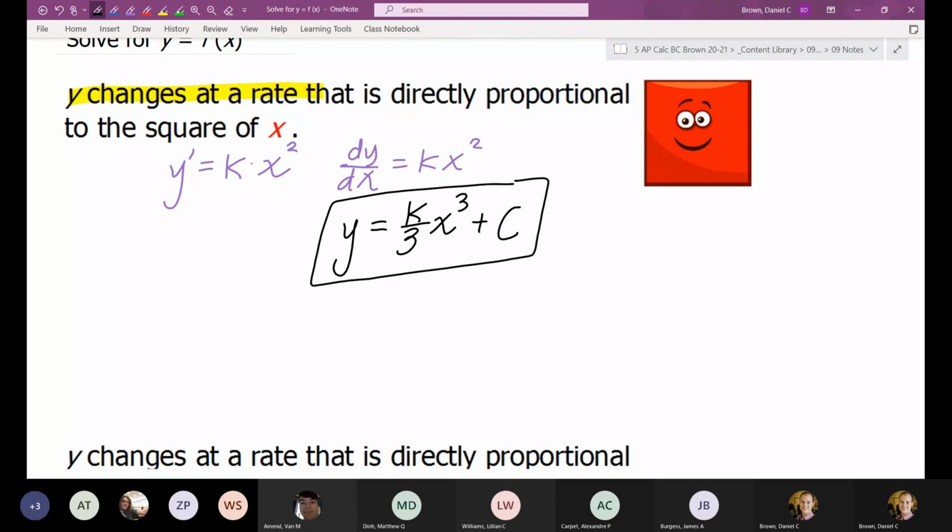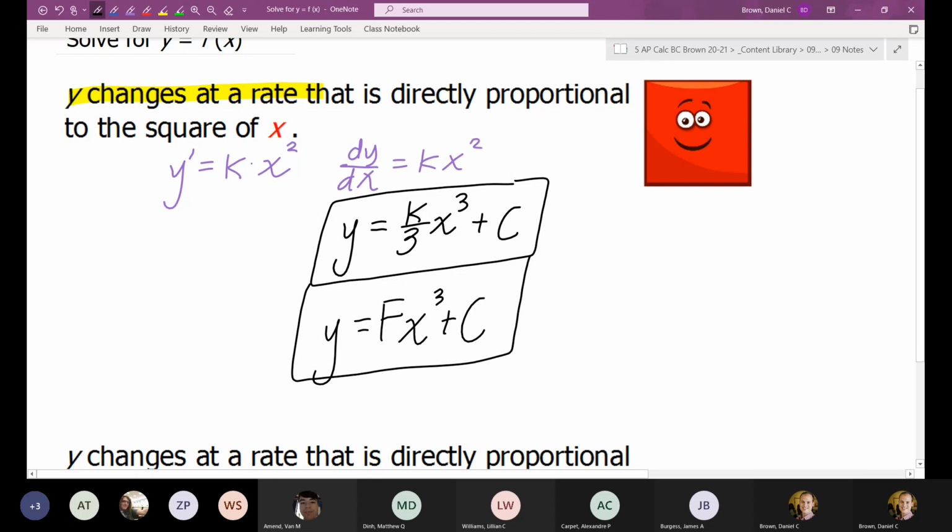Just another constant. So you can write it as y is equal to, we'll choose f, x cubed plus c. It could be any letter, just choosing a random one. Those two equations would then be identical. They would have the same slope field, they would have the same kind of values if you solved it. You would just want to keep track of when you plug in your initial condition and what you're solving for.